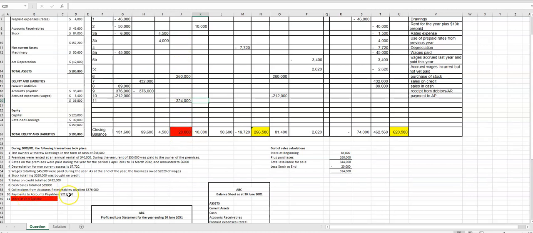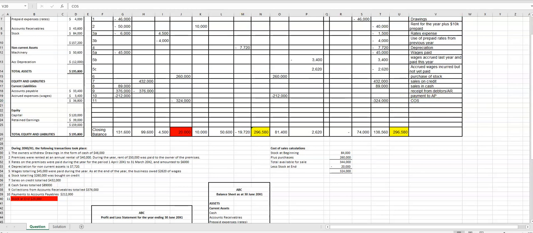The other side of the transaction is the expense associated with the stock. So this serves to reduce our profit and loss, or our profit. So we also need to subtract over here $324,000. And our notation is simply going to be cost of sales, or you could put cost of goods sold.